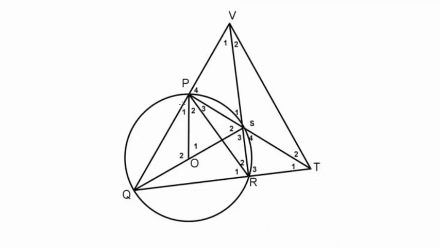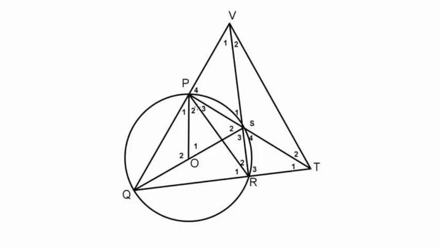Angle in a semicircle. So you immediately know that P1, 2, and 3 is 90 degrees. And you already know that R1 and 2 is 90 degrees. So that's helpful.